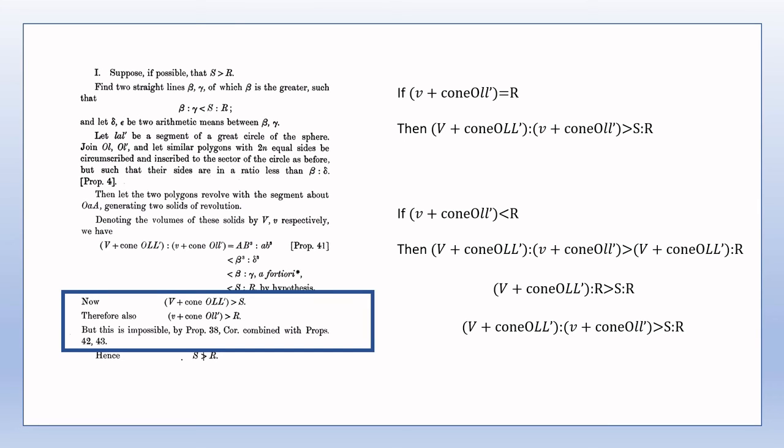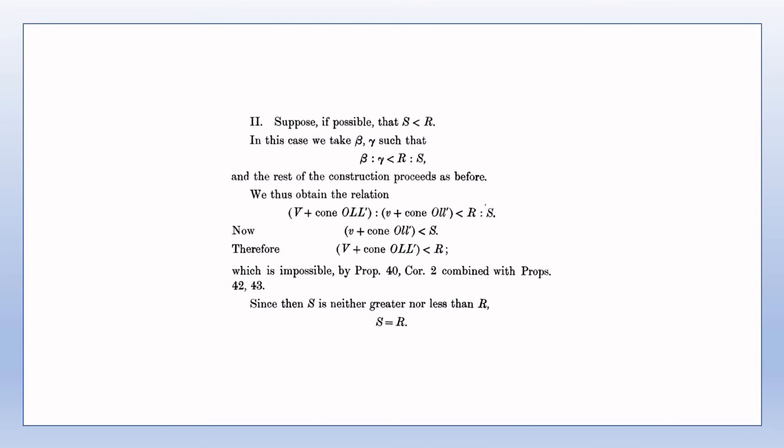However, by Proposition 42 and Proposition 43 if necessary, the surface of the segment is equal to the circle with radius lowercase al. Thus, R is equal to the cone with base equal to the circle with radius lowercase al and height equal to the radius of the sphere, which, by Proposition 38, the corollary, and Proposition 43 if needed, must be greater than lowercase v plus cone OLL primed. Similarly for Part 2 of the demonstration, where the impossibility is due to the inequality uppercase v plus cone OLL primed is less than R, which contradicts the result of Proposition 40.